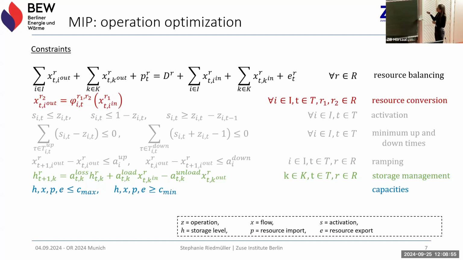The last thing we look at is the storage management. This and the other technical constraints combine different time steps. For example, in the heat storage, if you want to compute the level of a storage at a given time step, you need to know the previous level reduced by some loss, because there's an efficiency of the storage, and what is coming in and what is going out of the storage. So you need to cover the time steps.